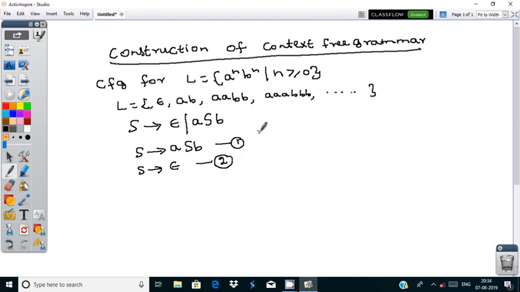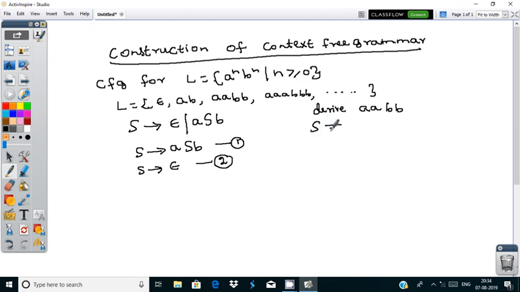Now let us emulate and apply this grammar to the corresponding string. Let us try to derive the string aabb. Which rule are you supposed to apply? We want to derive two a's and two b's. You cannot apply rule number 2 because it leads to epsilon, so further it cannot be derived. So first you have to apply rule number 1.